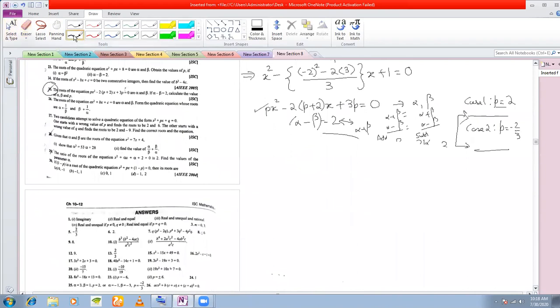One more problem, because I have a class with 12 also after this. So I'll do number 20. Given alpha and beta are the roots of the equation x square minus 7x plus 4, show that alpha cube is equal to 53 alpha plus 28. If alpha and beta are the roots of the equation, then sum of the roots I can write as minus b by a. That means alpha plus beta is simply 7.